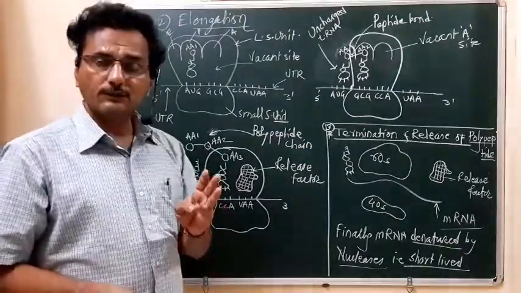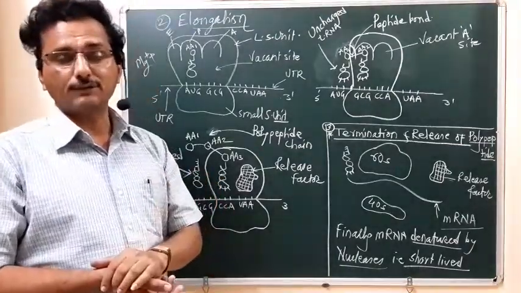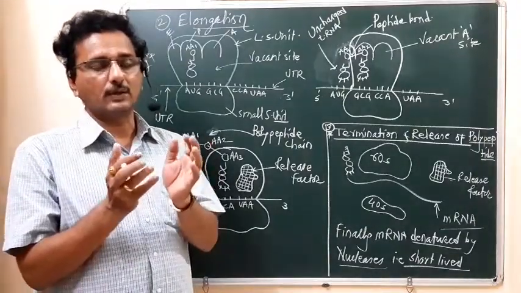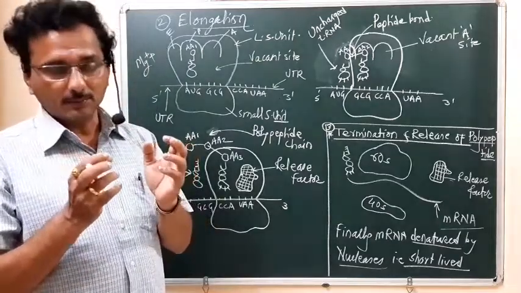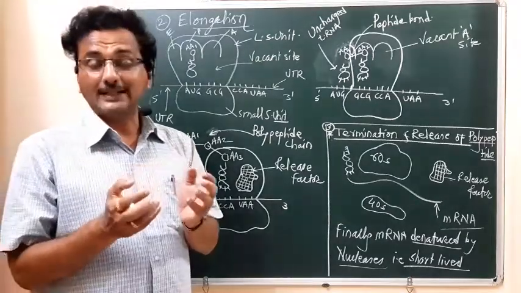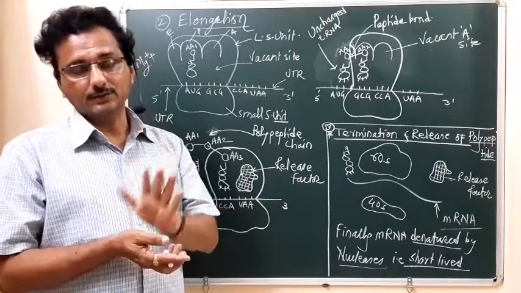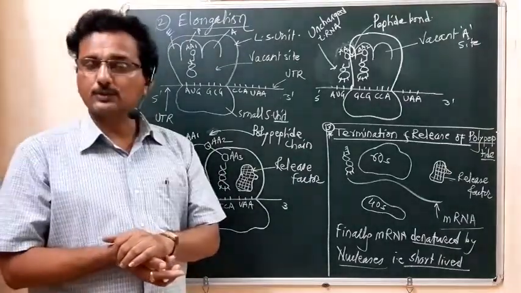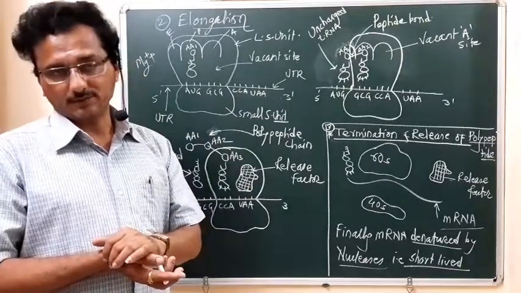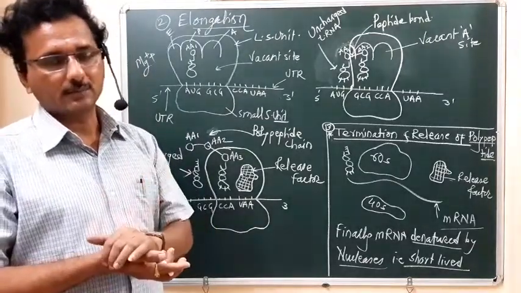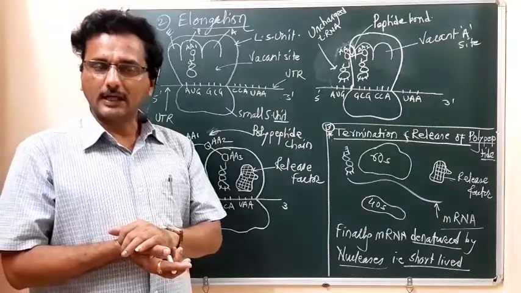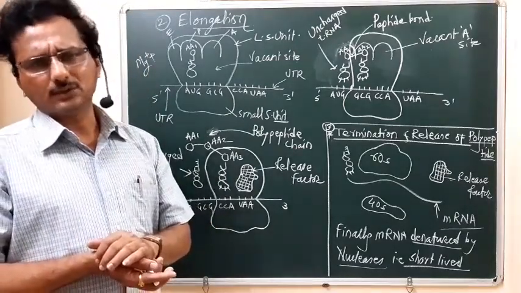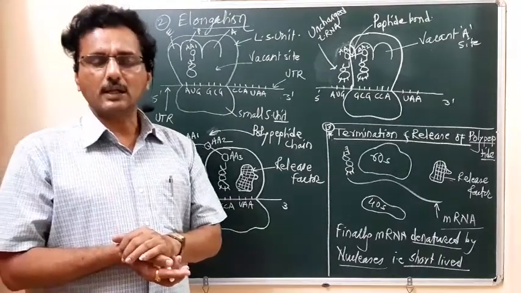What are those? The first step is the recognition of the codon, meaning the formation of complementary codon-anticodon pairing. Okay, recognition of codon. Then the second step, which is most important, is the formation of the peptide bond. This is the second step, and there the ribozyme enzyme plays the most important role. And the third most important step is the translocation.